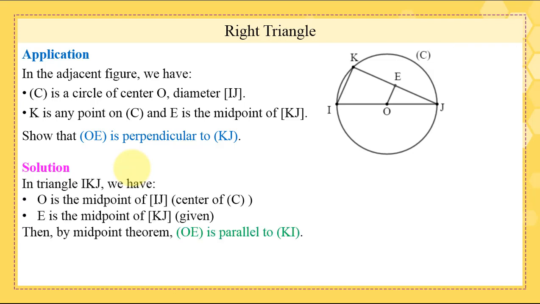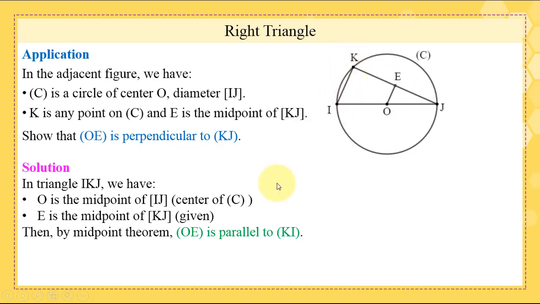We want to show that OE is perpendicular to KJ. First, we have O is the midpoint of IJ because O is the center of the circle. E is the midpoint of KJ, given. Then by the midpoint theorem, in triangle IJK, we have OE is parallel to IK.